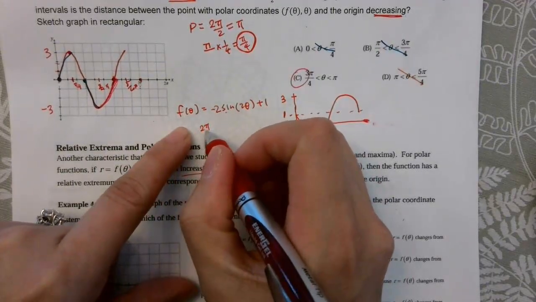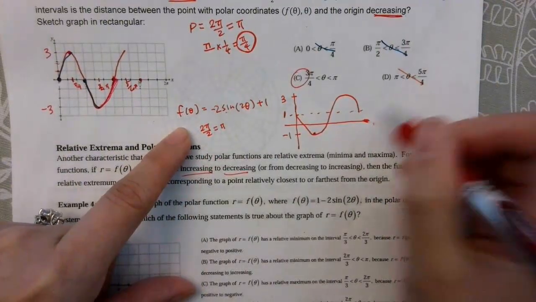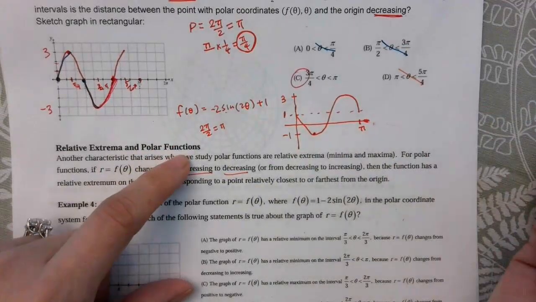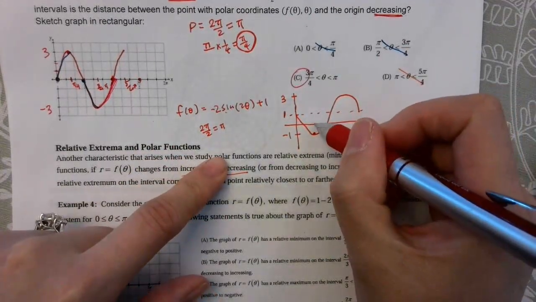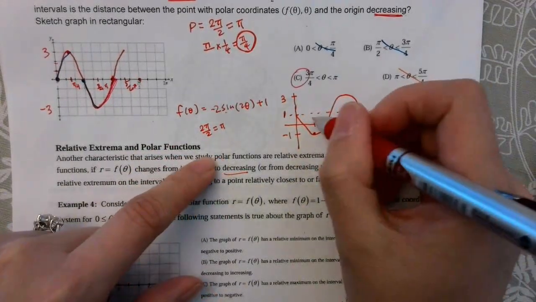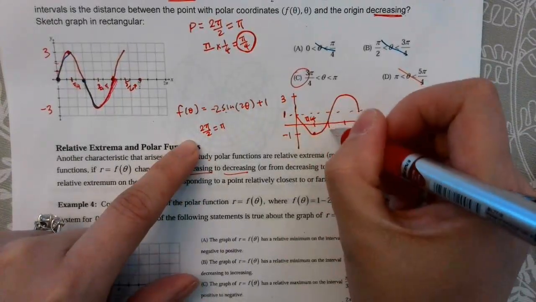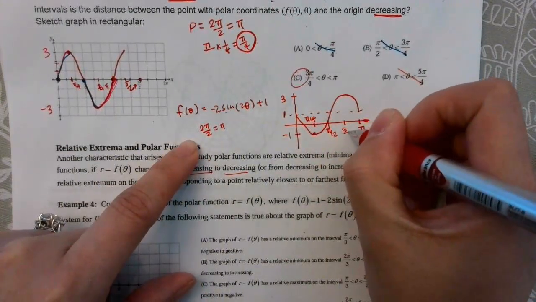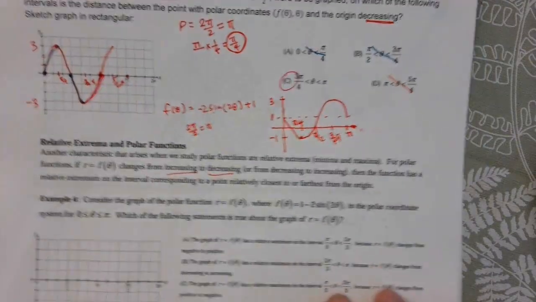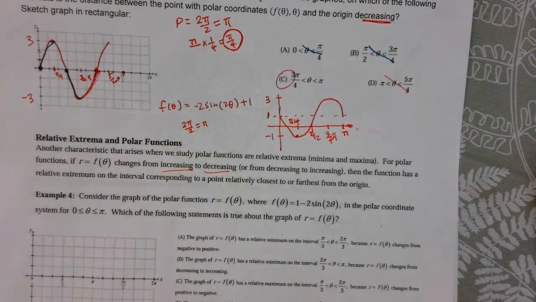Period is 2 pi over b. Period is going to be pi, so this is pi. I'm going to cut that into fourths. Boop, boop, boop. Wouldn't it be pi over 4? Half the pi, 3/4 the pi, and pi. Okay, I'm going to use that graph.